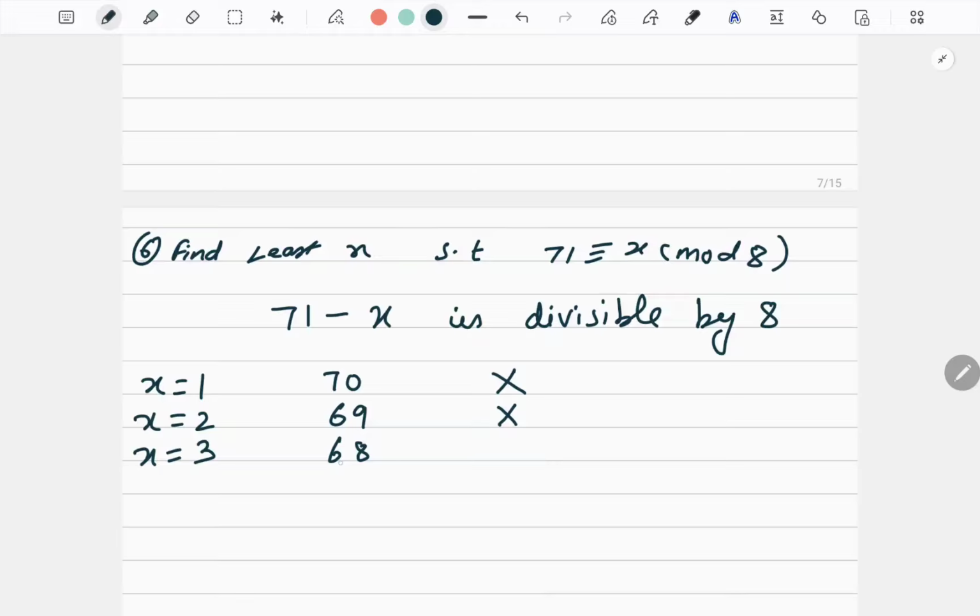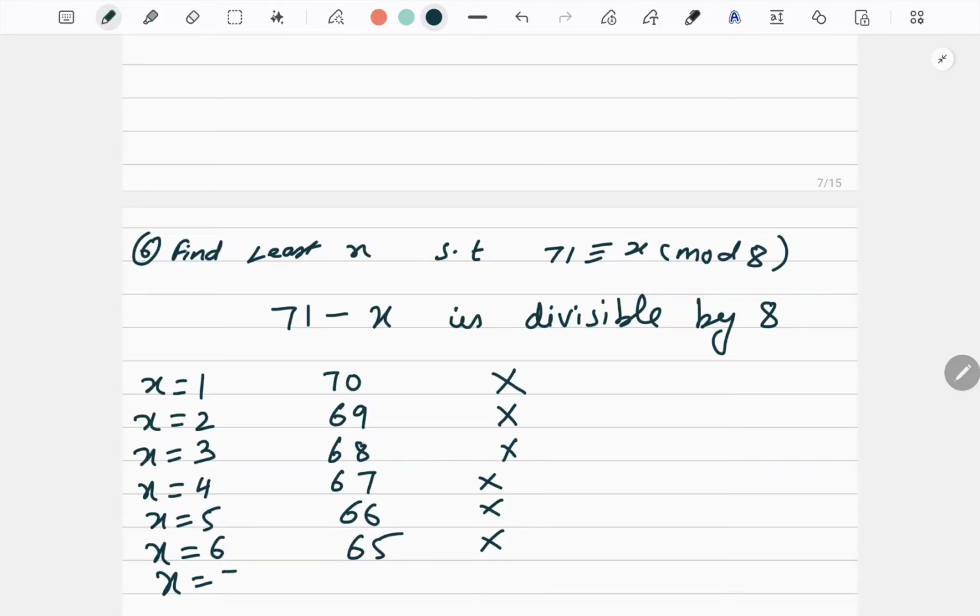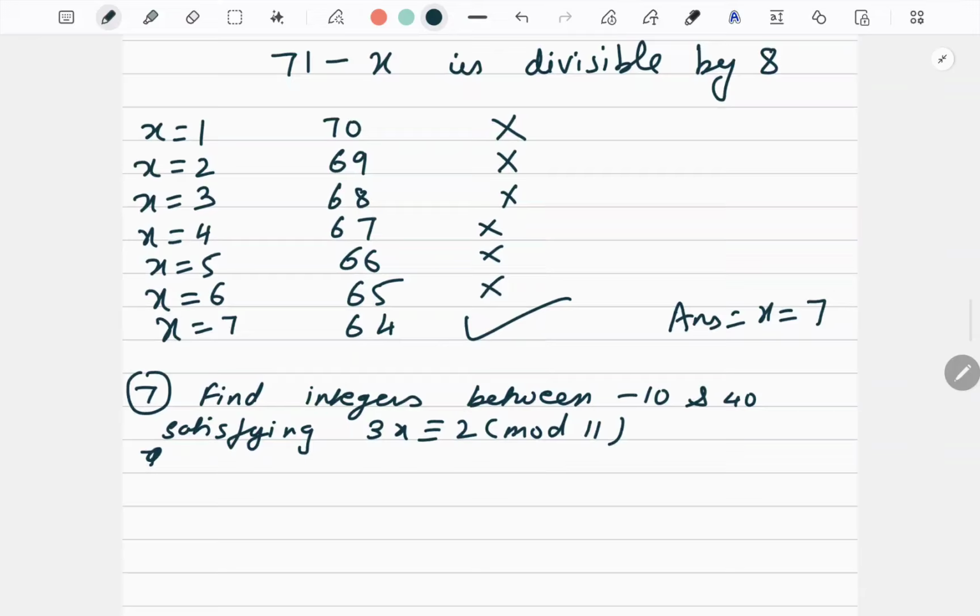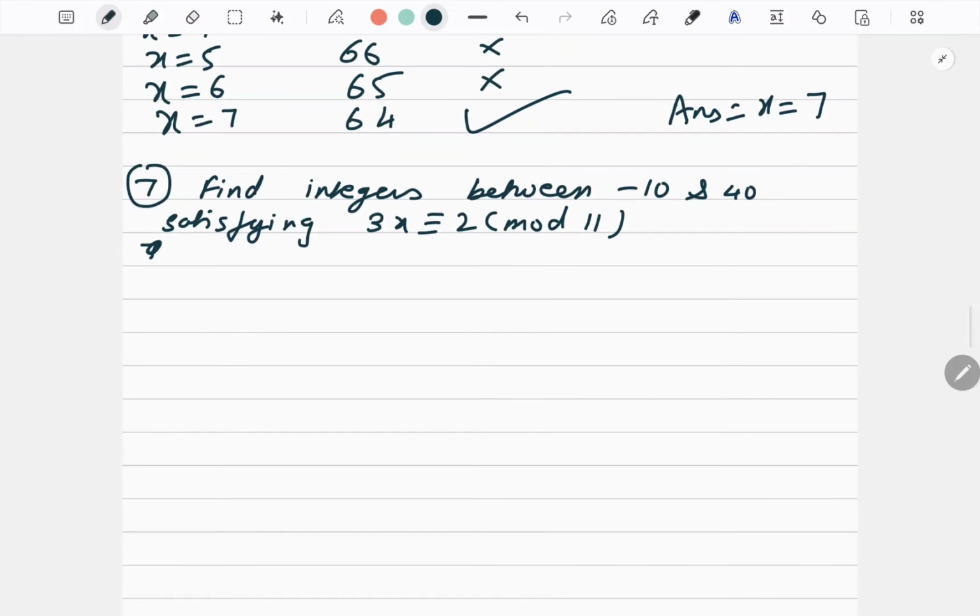Correct. So 68 is not divisible. x is equal to 4. So 67. No. x is equal to 5. 66. No. x is equal to 6. 65. No. x is equal to 7. 64. Yes, 64 is divisible by 8. So answer is x is equal to 7. Simple. Right? Let's move to the next question.